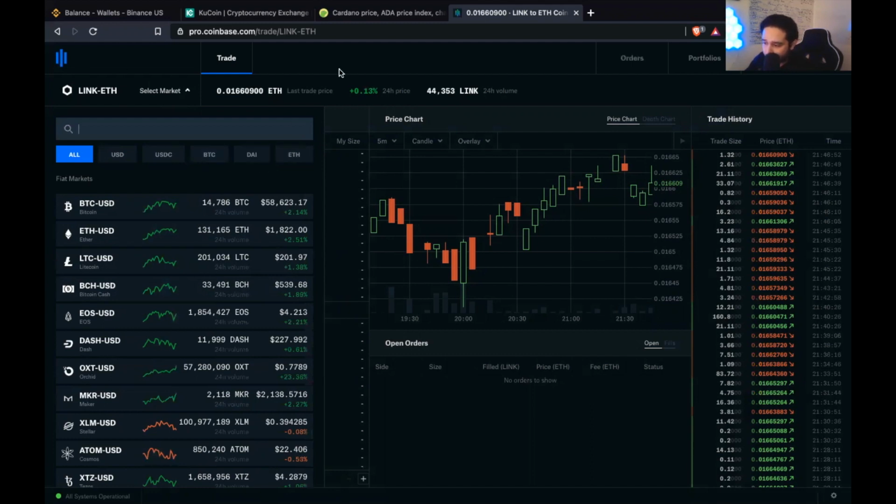But yeah, guys, that is Coinbase Pro. It does everything you need to do, and it eliminates all the high fees.